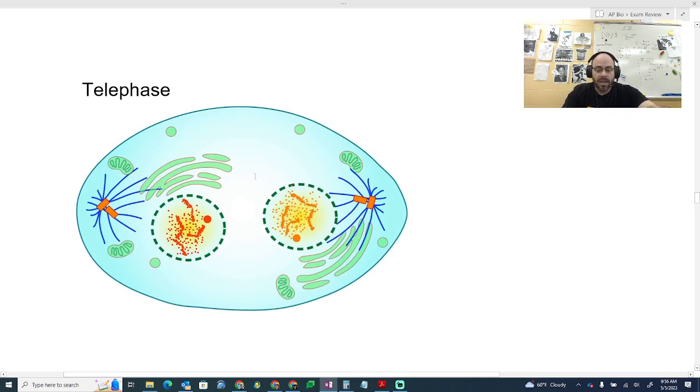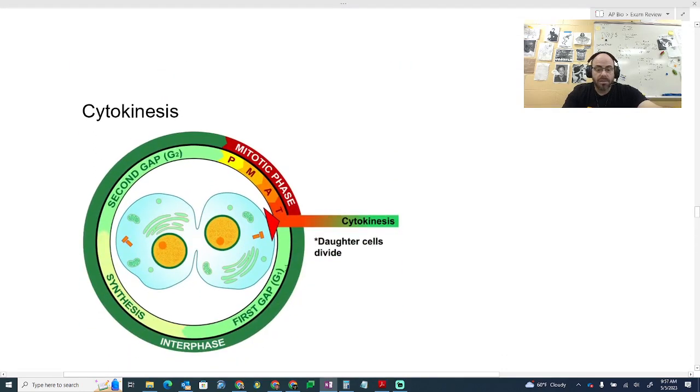Telophase is not the end of cell division. It is the end of mitosis in particular, which is the division of the nucleus. Notice the nucleus has been divided. How do we divide the cell? Well, we do cytokinesis. This is where the cytoplasm is actually divided. Two new cells are made.